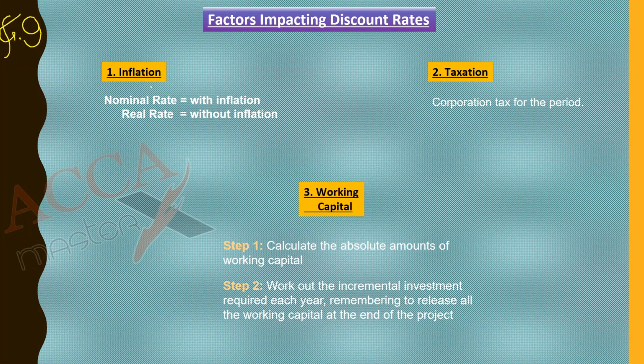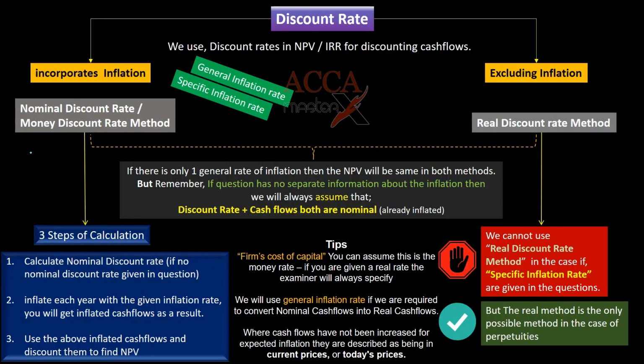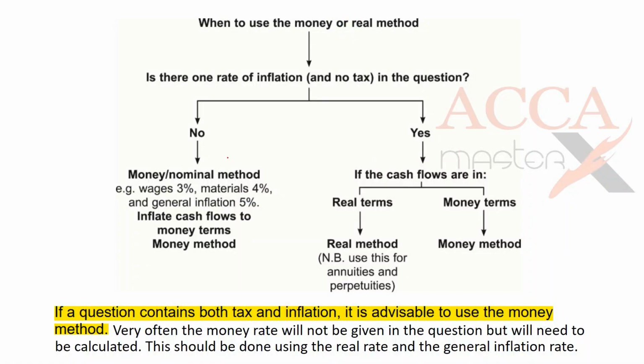We have already seen the impact of inflation on the discount rate, but there are several other factors too which impact the discount rate, for example taxation and working capital. We will see their details one by one and we will also solve their relevant examples. Before going into their details, it is important to know when to use nominal discount rate method and when to use real discount rate method. In order to decide, we will look for the following information in the question. For example, is there one rate of inflation? By one rate of inflation, we mean general inflation, and no tax in the question.